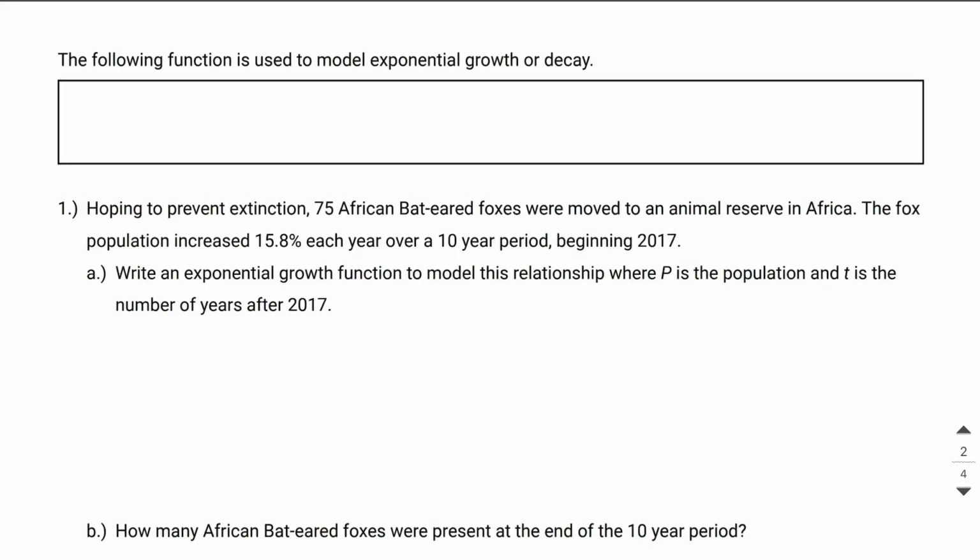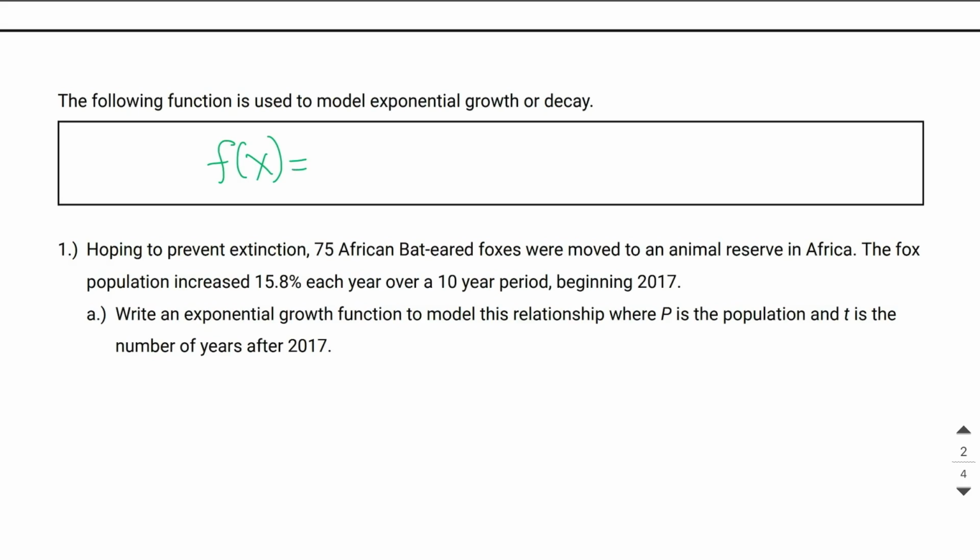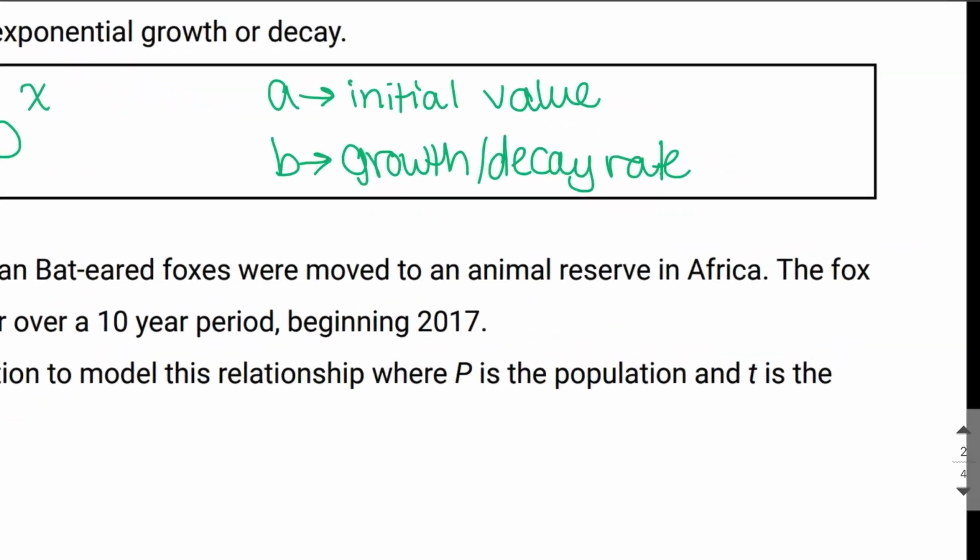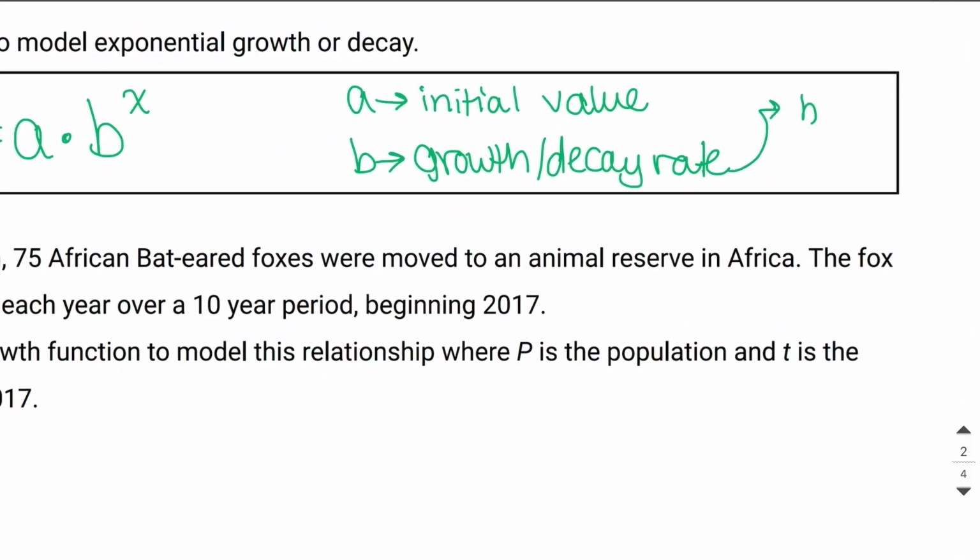All right, so now we're going to take a look at exponential growth and decay. These are applications. And just a heads up that the general equation for exponential growth or decay is f of x is going to be equal to a times b to the power of x, where a is going to be your initial amount or your initial value, and then b is going to be your growth or decay rate. But to find b, you have to do 1 plus r, where r is the percent as a decimal.